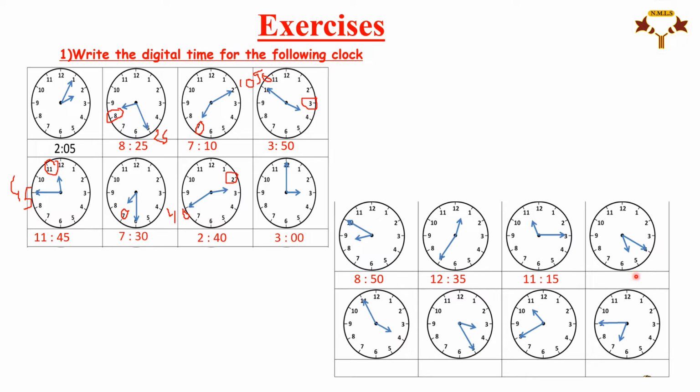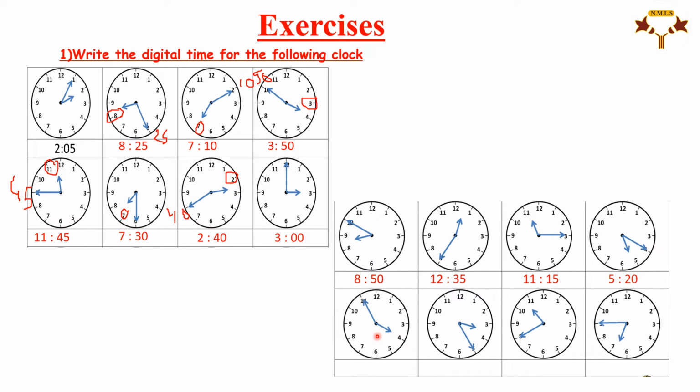Here we have short hand at 5 and long hand at 4. Then short hand for hours, it's 5, okay? And long hand for minutes, it's at 4. Then we skip counting by 5 from 1, 5, 10, 15, 20. Then time will be 5 and 20 minutes.